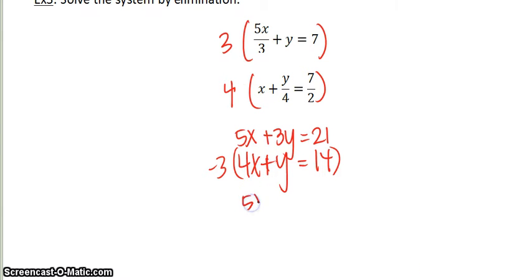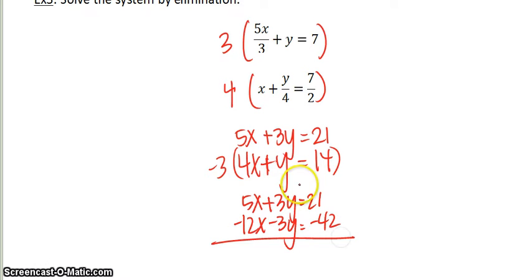So again, I'm just going to rewrite the top one because I'm not changing that one. And then I'm going to multiply, so I'm going to have negative 12x minus 3y equals negative 42. So add those together, those cancel out. This will be a negative 7x, and this will equal negative 21. So divide by negative 7.